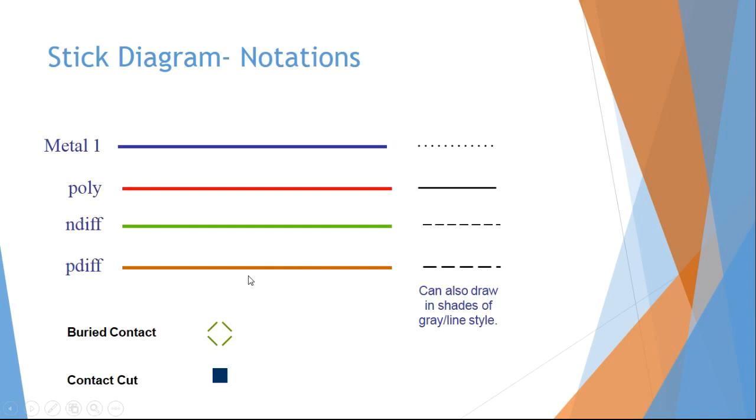So these are the stick diagram notations. For metal, this kind of a layer is used. For poly, this kind of a color is used. For diffusion, this kind of a color is used. For P-diffusion, this color is used. If you are using a buried contact, then this kind of a symbol is used. For contact cut, this kind of a symbol is used, right?